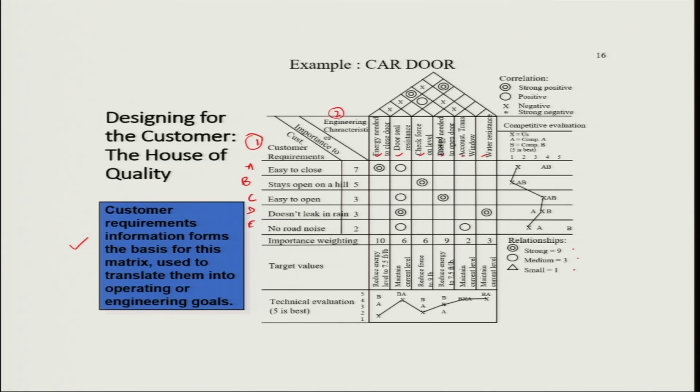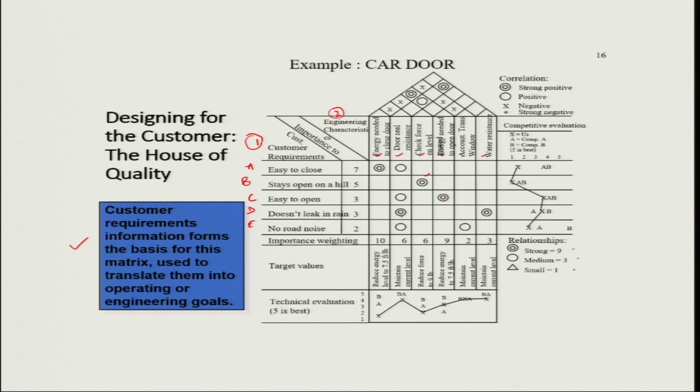And we found that for stay open on a hill, if we test the force required on the level field, on the level road, that will help us in seeing how it is going to stay open on a hill. Then for easy to open, the important things are door seal resistance to open it, and then energy needed to open the door.